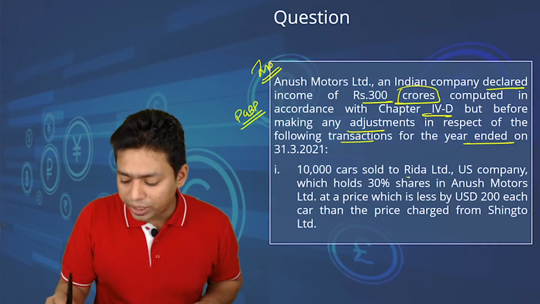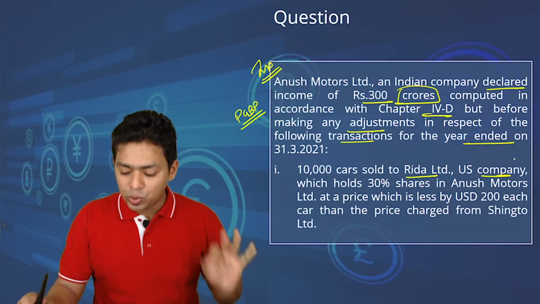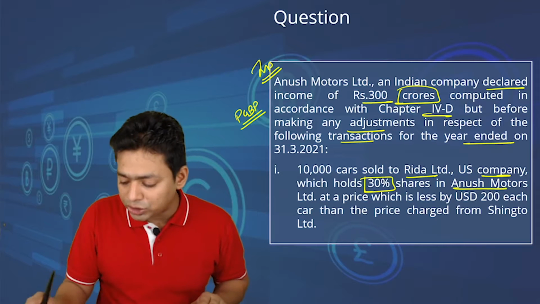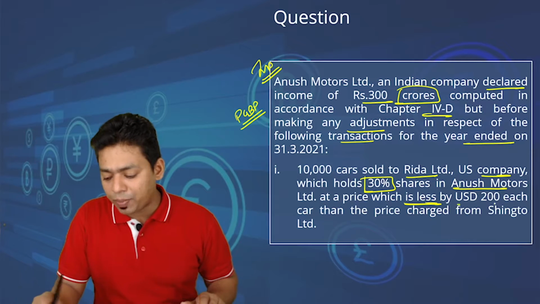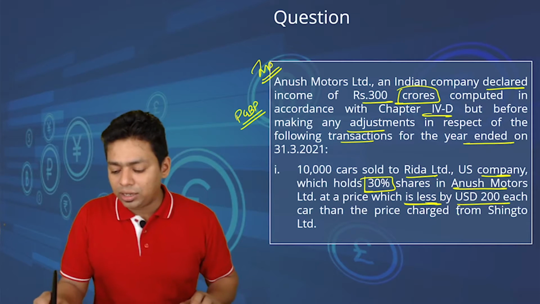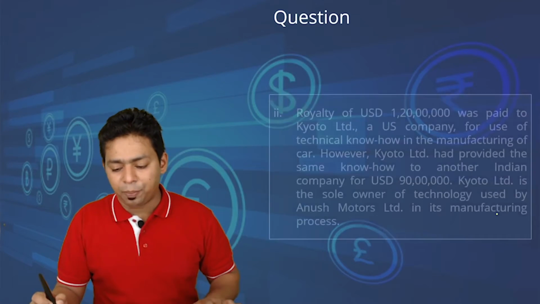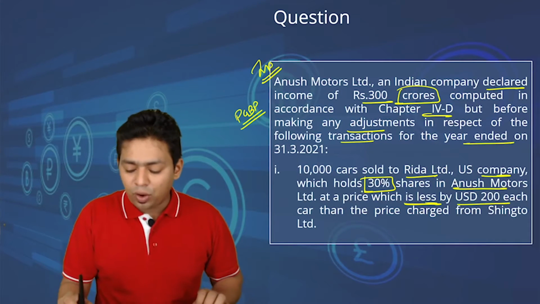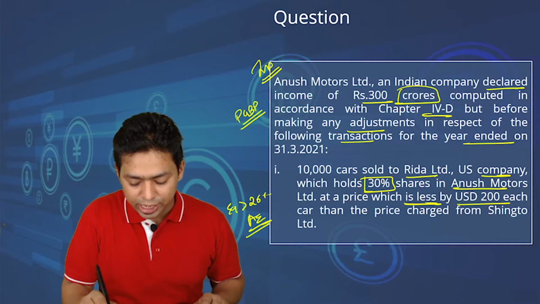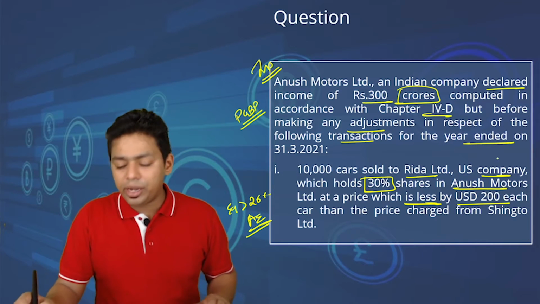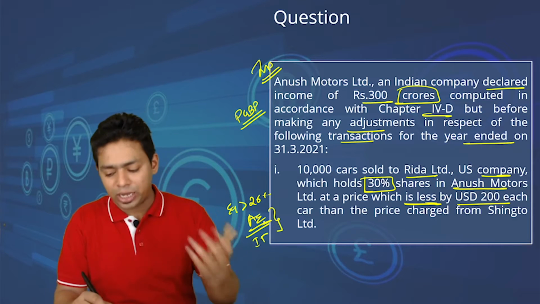10,000 cars are sold to Rida Limited, a US company, which holds 30% of the shares in Anush Motors Limited, at a price less by USD 200 for each car than the price charged to Singato Limited. Maybe it is an unrelated party. Now, because they have equity of more than 26%, they are associate enterprises, and Rida Limited is a US based company, therefore this is an international transaction and it should have happened at arm's length price.